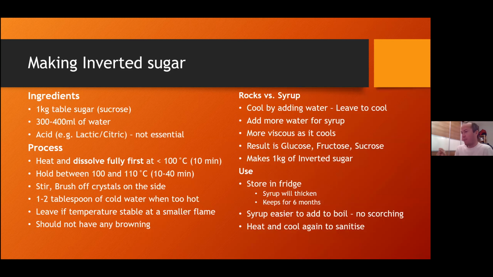Sometimes you can find a smaller flame on a gas hob, a sort of stable point where the temperature is not going up. But over time, there's so much evaporation, it starts warming up anyway, and you have to stand with it. You shouldn't have any browning. If you have browning, it's now going into the Maillard reaction stuff. It means you probably went over the 110 degrees. Once you have it, when you cool it down, you just add water. If you add enough water, you can actually create a syrup. I actually like the syrups because they're really easy to add into the boil.